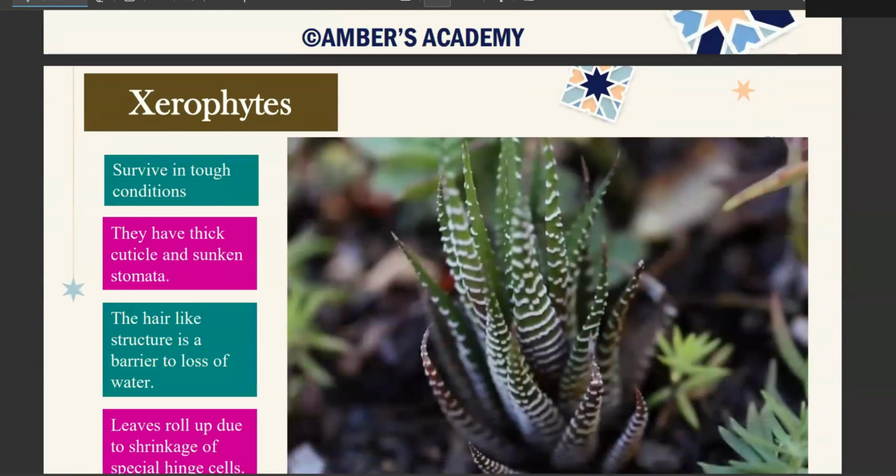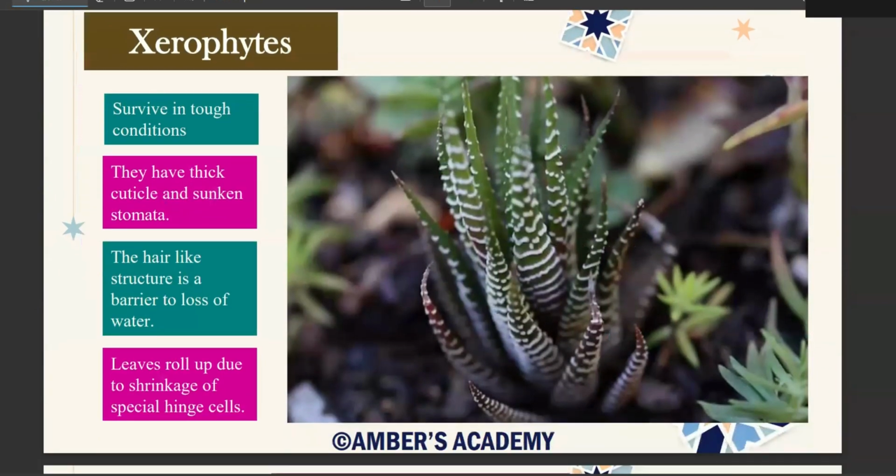So xerophytes, I believe this is a completely new concept. Whatever we have studied up till now is something you are already familiar with. A question usually comes on xerophytes for 4 marks. So xerophytes are basically those plants which can survive in very tough conditions, such as cactus. You need to describe what tough conditions could be: tough or adverse conditions are when water is not available or the temperature is very high.